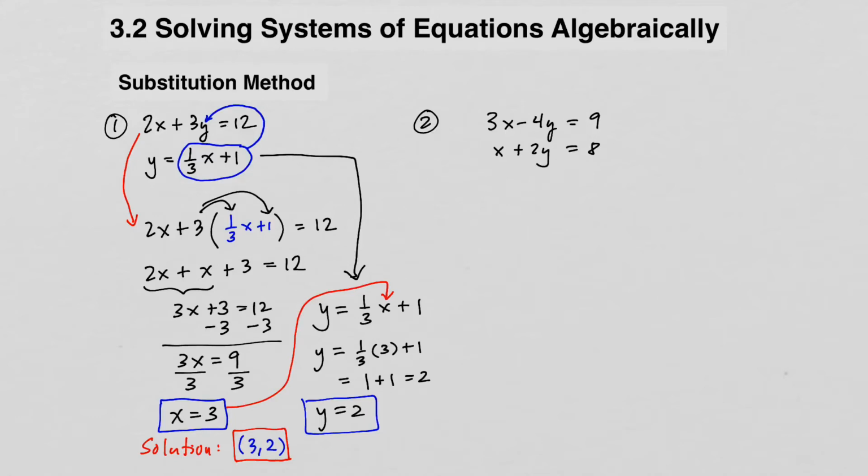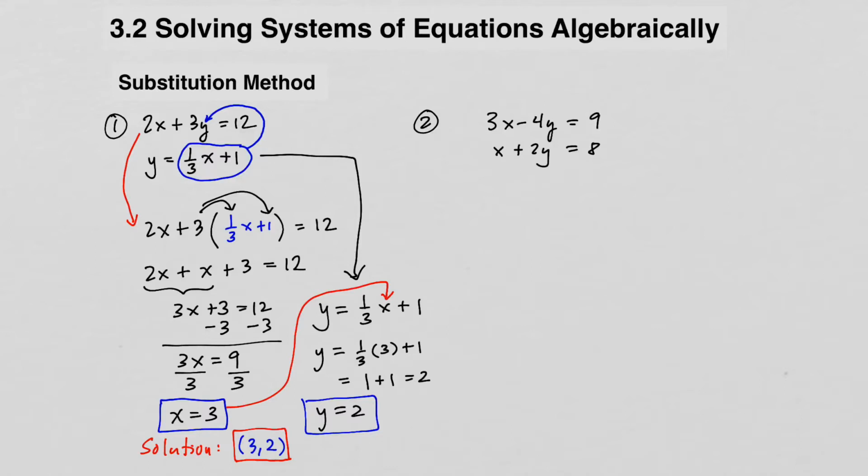So this is how the substitution method works. And this problem was kind of nice because one of your two equations, particularly the second equation, was already solved for one of your variables. So you have to isolate either x or y when using the substitution method. Let's look at our second example.